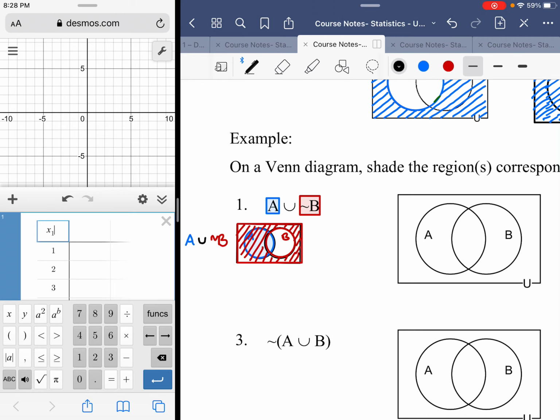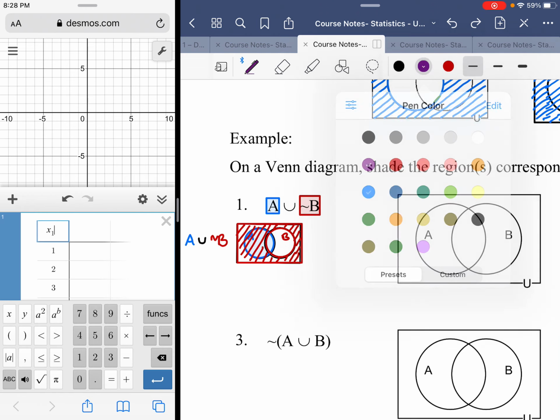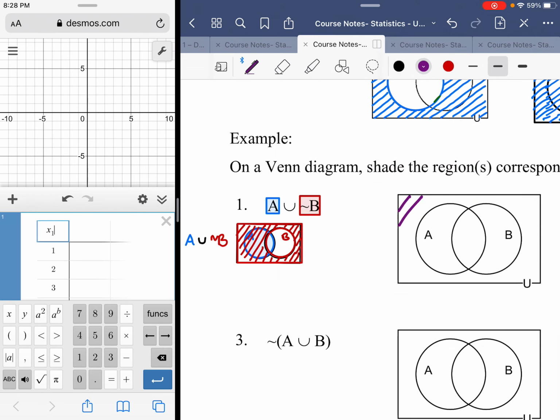All right. So when I'm coming up with my final answer, it really is just a matter of saying, okay, it's going to be, well, I should probably use a better color than that. So I'll use purple. So it's that little moon-shaped part of B that doesn't include any aspect of A.